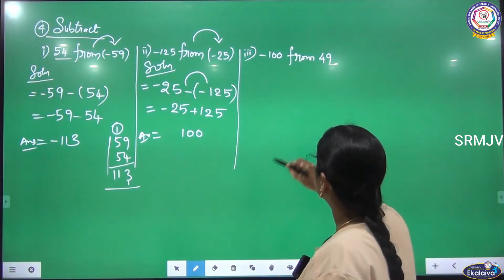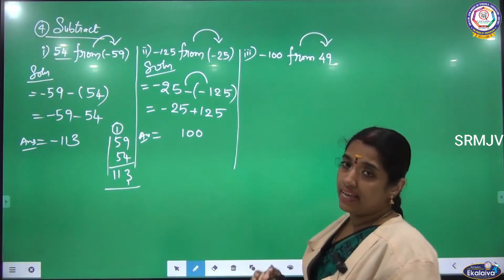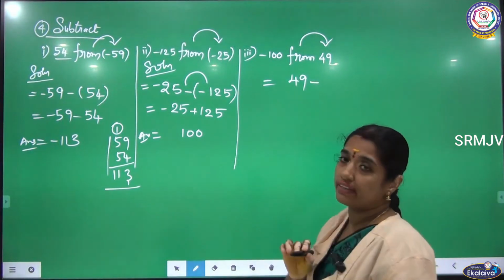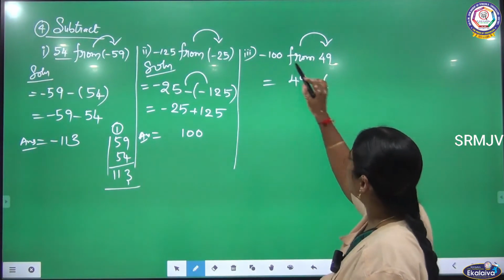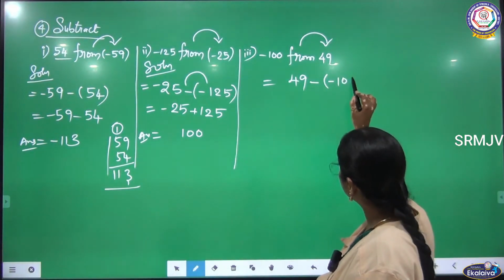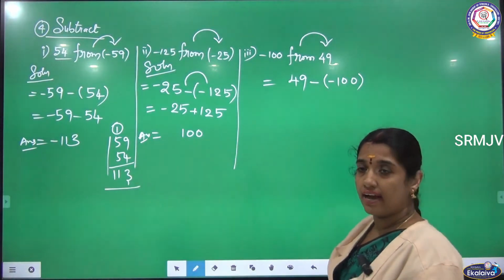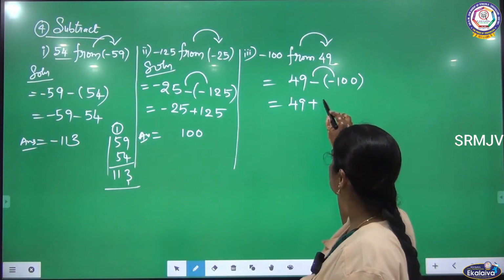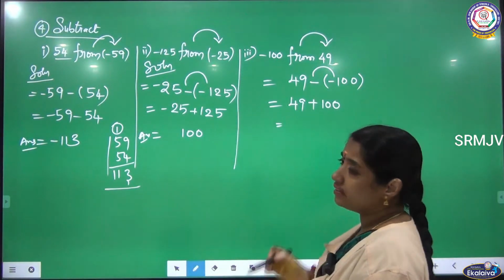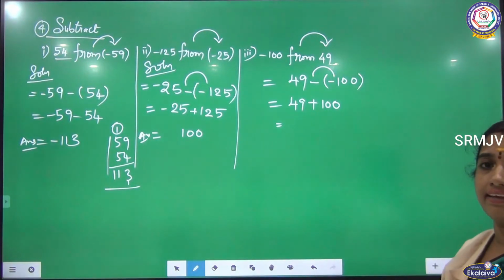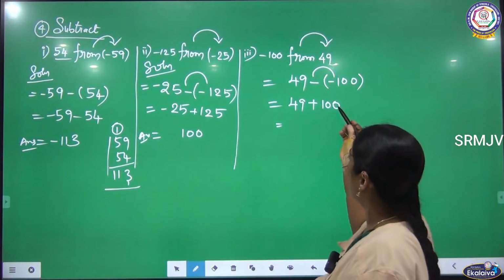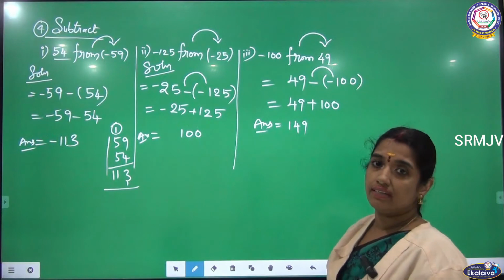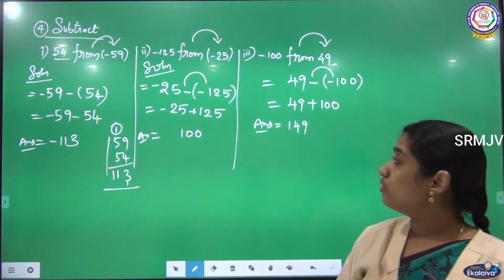Now listen, after "from" there is 49, so write this 49 and subtract. For that, minus, and here it is minus 100, so write it in the bracket, minus 100. Now 49, minus into minus, plus 100. See, both are positive integers, so when I add, I get a positive integer. 49 plus 100 is 149. Is it clear, children? Shall I move on to the next sum?